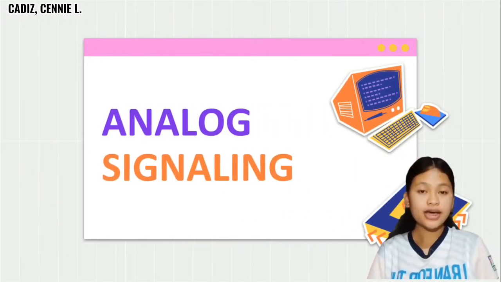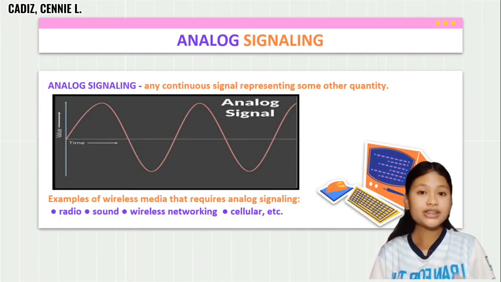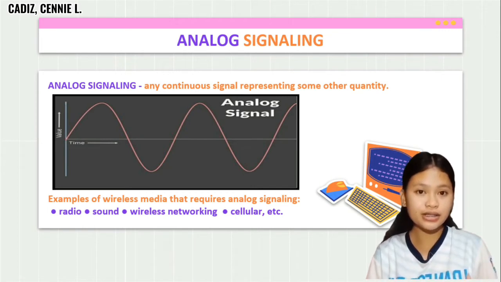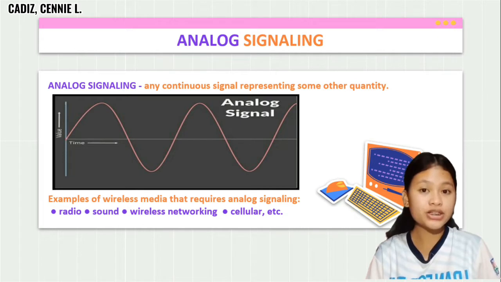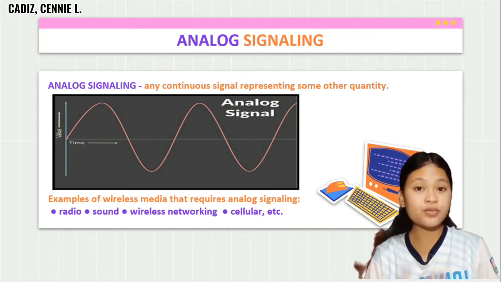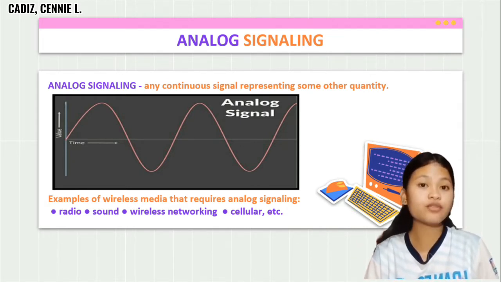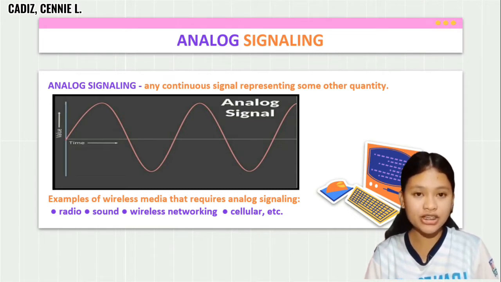Now let's talk about analog signaling. Analog signaling is any continuous signal representing some other quantity. Analog signals are commonly used in communication systems that convey voice, data, image, signal or video information using a continuous signal. Also, analog signaling is required for wireless media such as radio and sound, for wireless networking, for cellular use, and for other forms of wireless data communication.